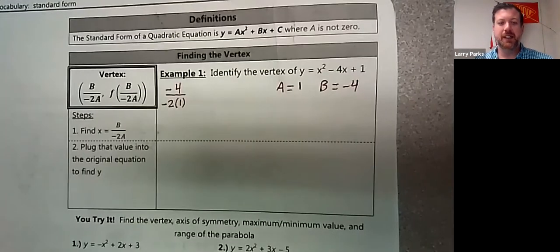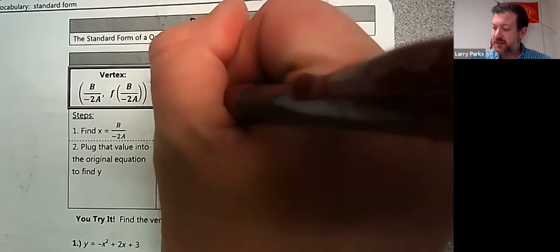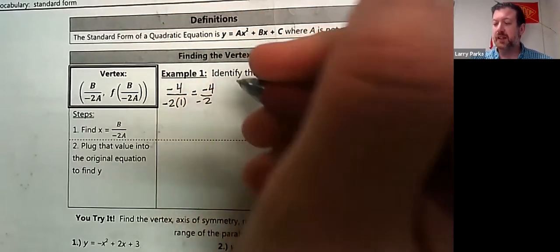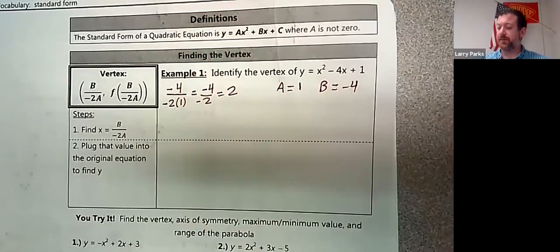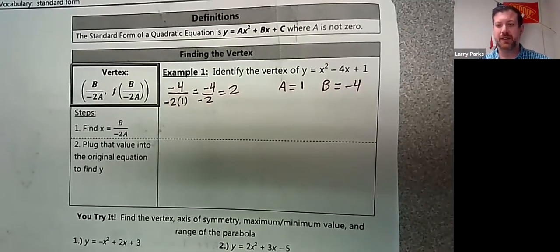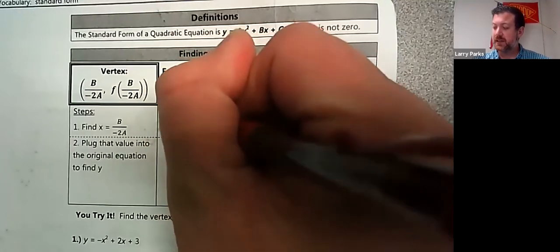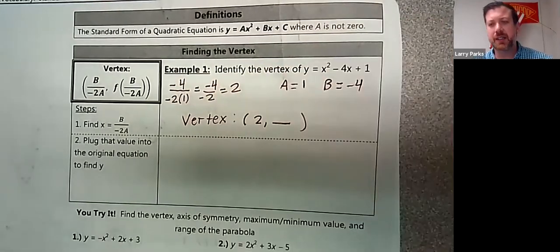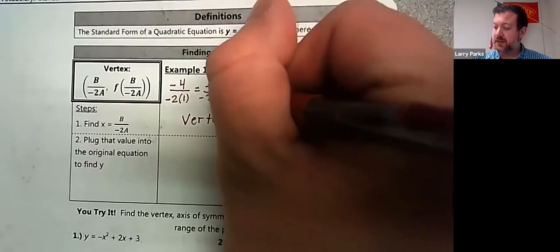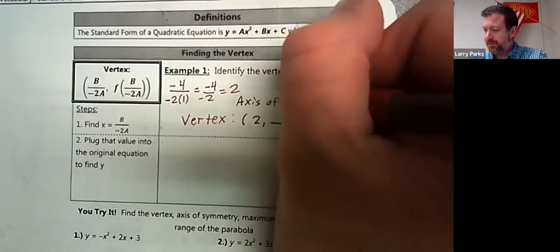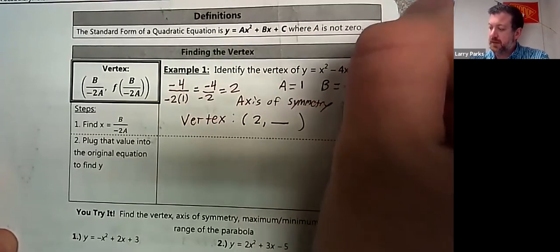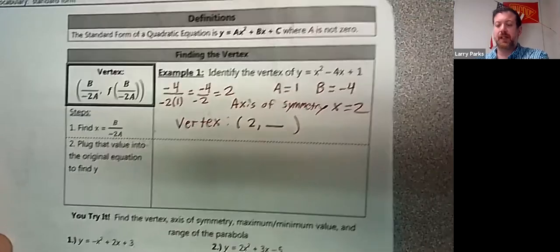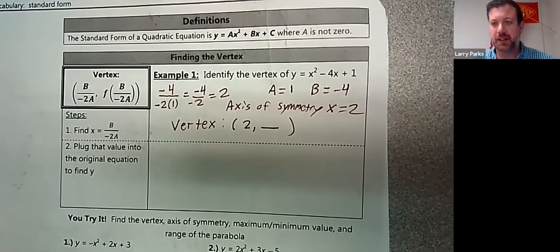Sorry, lights went out on me. So -2 times 1 is -2. And -4 divided by -2 is 2. So I just found the vertex is 2, comma, something. We don't know what that something is yet. We also know the axis of symmetry is going to be at x equals 2. And that would be the vertical line that cuts the parabola exactly in half.